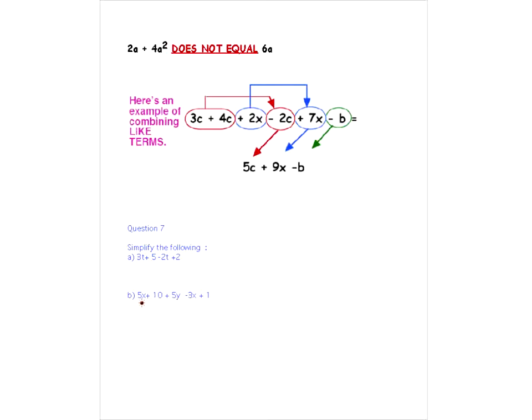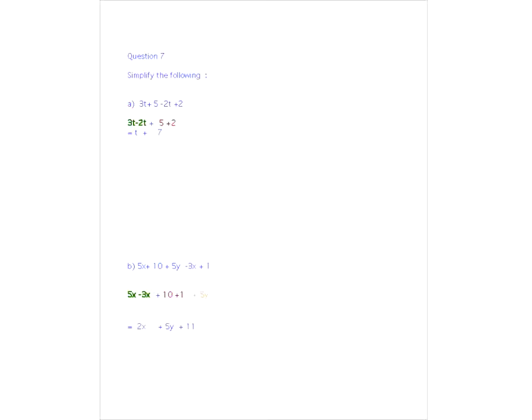Okay, so Aiden, you were looking at this one earlier. What are we going to get when we simplify the x's? How many x's? Okay, 2x. And then we always put all the letters together, so we would put 2x and then we would just have 5y, and then what are we going to have for numbers? We have 11.